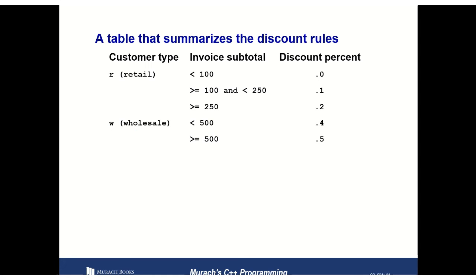So a table that summarizes the discount rule is something like this. Let's say R, the retail invoice subtotal is less than 100, you don't get any discount. If it is within the range of 100 and 250, you get a 10% discount. More than 250, you get a 20% discount. For wholesale, if it is less than 500, you get a 40% discount. If it is more than or equal to 500, you get a 50% discount. So this is the discount rule. You summarize it, and how about converting it into an if statement?